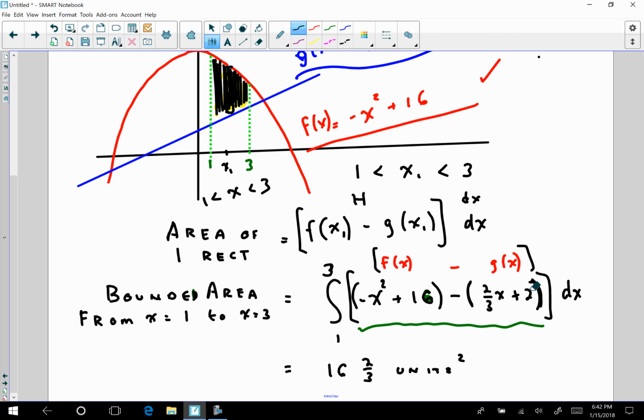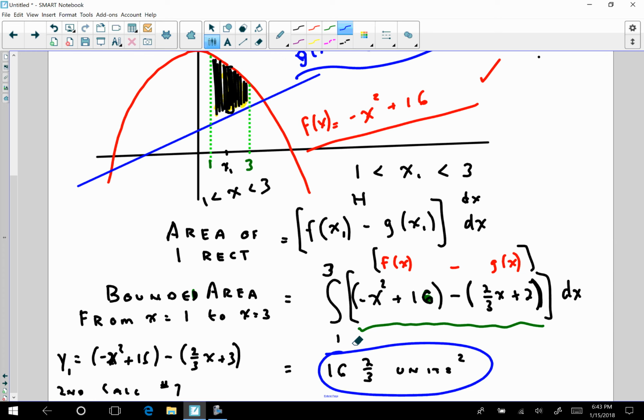And what I'm going to do to actually find this, I'm going to use my calculator and put this into one of my y equals bars. I'm going to put that into my y equals bar, and then I'm going to go second calculate, option number 7, lower limit 1, upper limit 3, and that is going to give me the answer of 16 2/3 units squared.